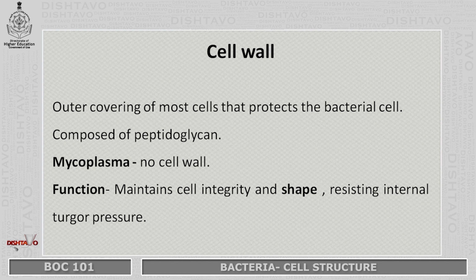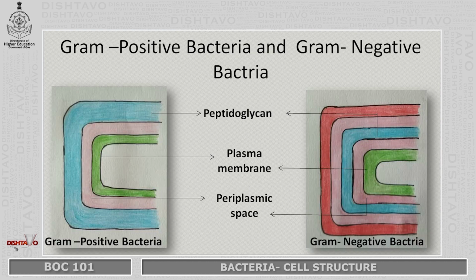There is a class of bacteria which lacks the cell wall. They are known as mycoplasma. The cell wall maintains the integrity and shape of the bacterial cell. Resisting the internal turgor pressure is also a chief function of the cell wall. The cell wall also enables bacteria to be classified into two major groups, that is, gram-positive bacteria and gram-negative bacteria.